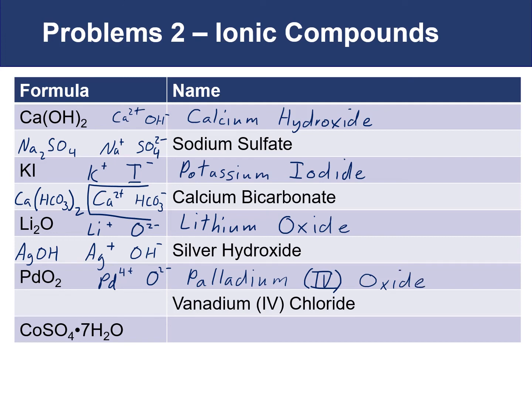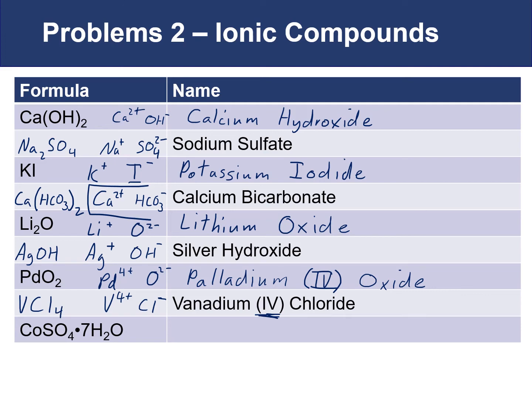Okay, next one, vanadium. Vanadium, we know the charge on it. It's a 4 because that's what the name tells us. So this is 4 plus. Chloride. Chlorides are all -1. These are halides, and so they'll take on a -1 charge. So vanadium 4 chloride would be VCl4 for vanadium 4 chloride.